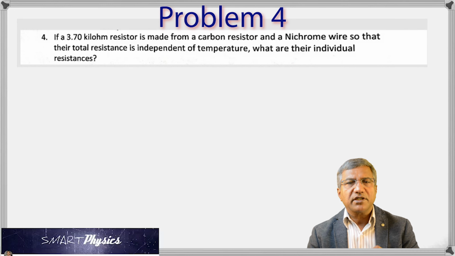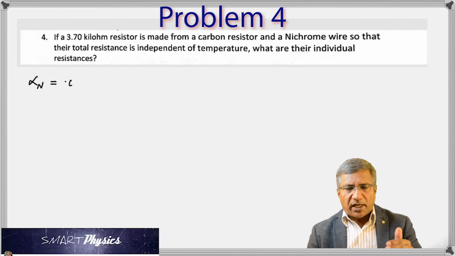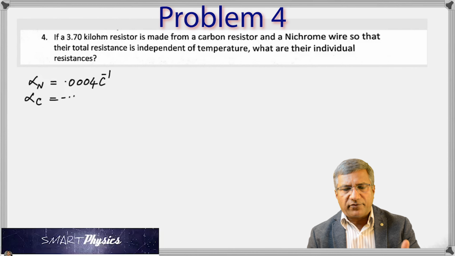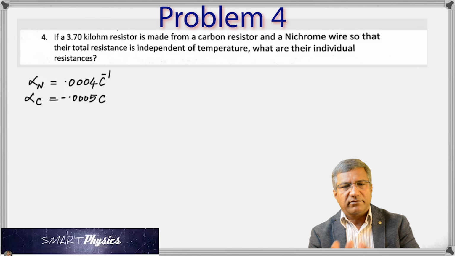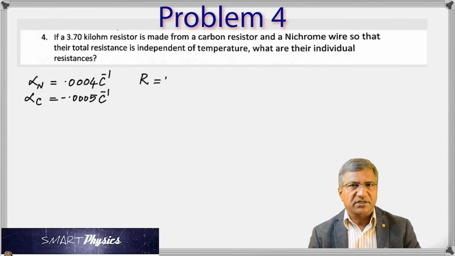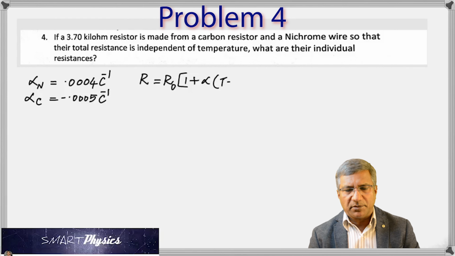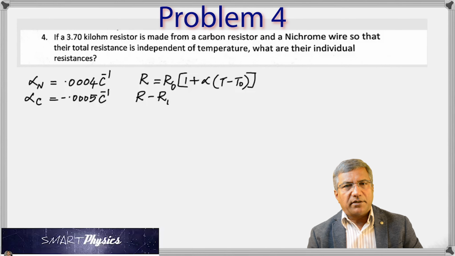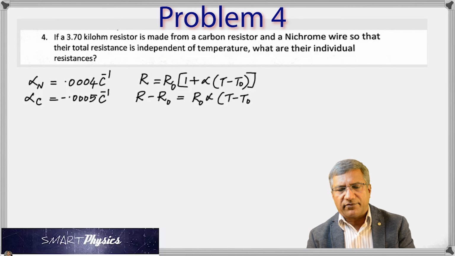Okay, so the only thing that's given is the total resistance, and of course, the temperature coefficient of resistance of both will be given. So alpha for nichrome is given. Now, alpha for carbon is negative 0.005 per Celsius. That's also given. And this is the formula for variation of resistance with temperature. And I'm just separating it: R minus R naught is equal to R naught alpha (T minus T naught).